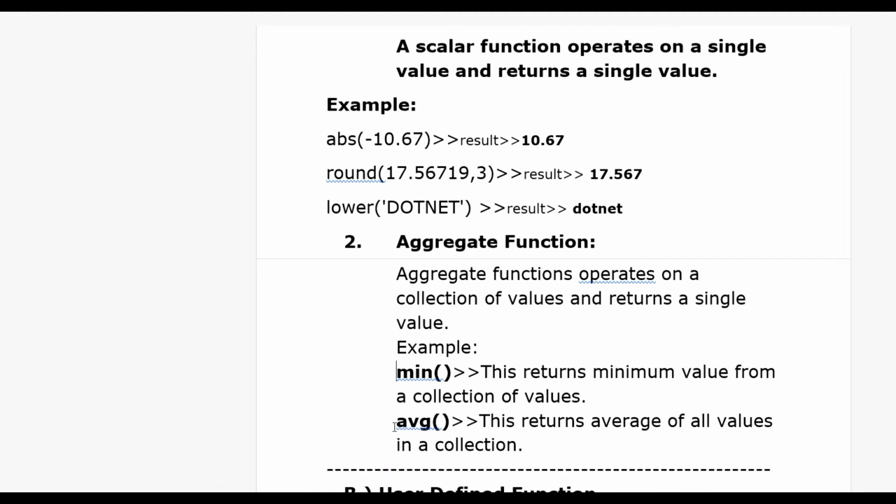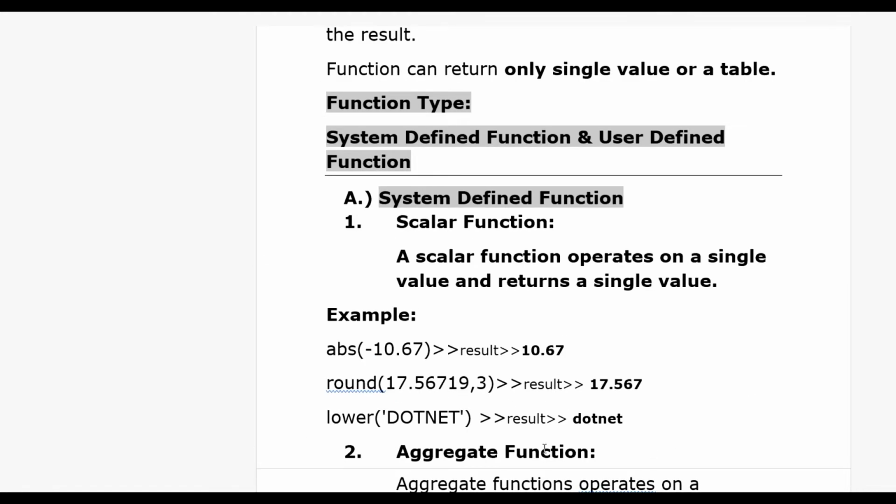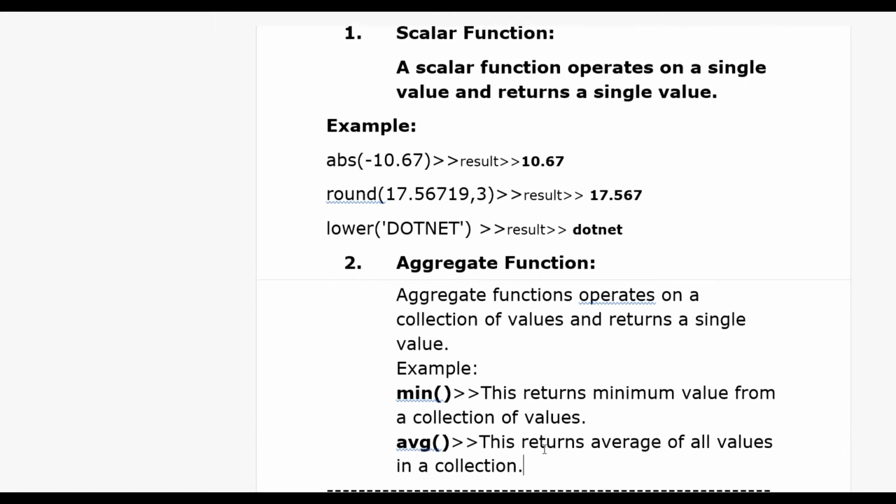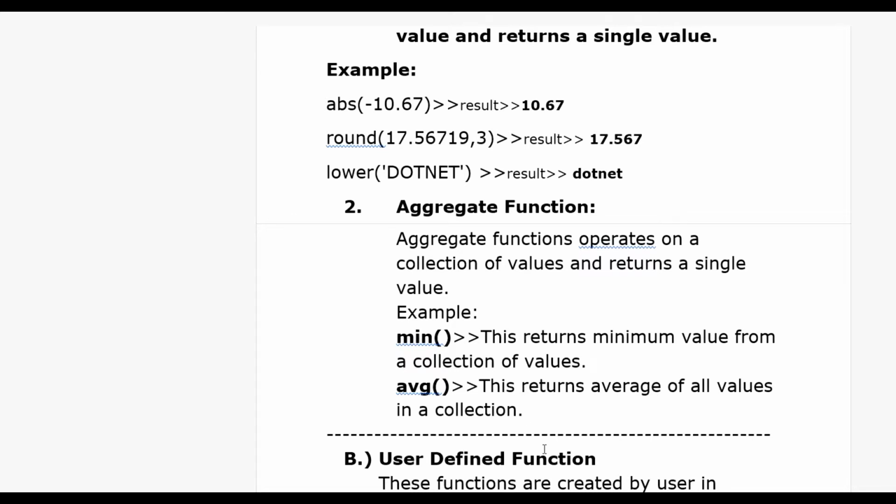And the second one is average. This returns the average of all values in a collection. These are the definitions of the system defined functions. Now come to the second point, user defined functions.